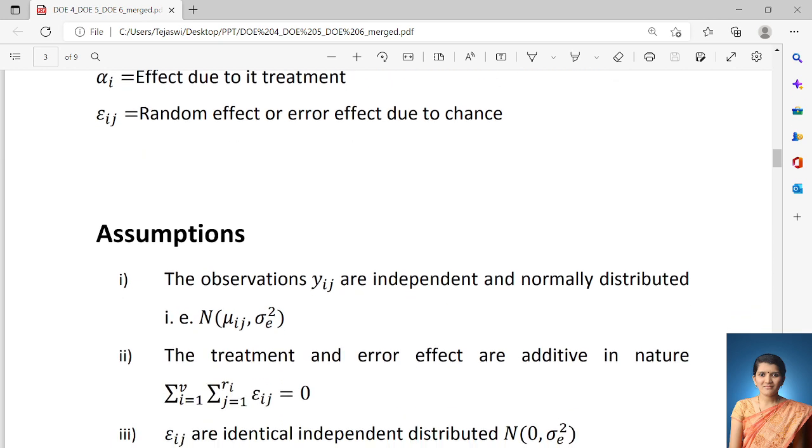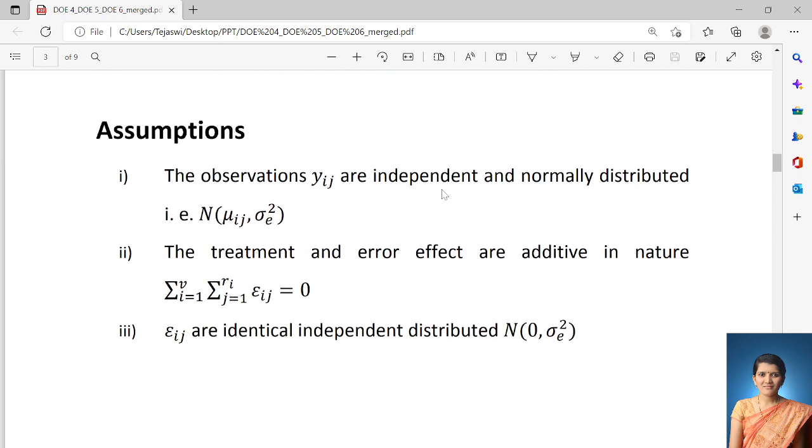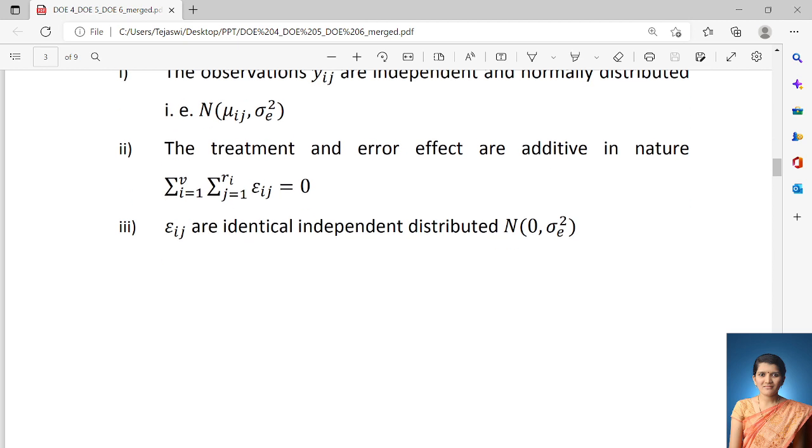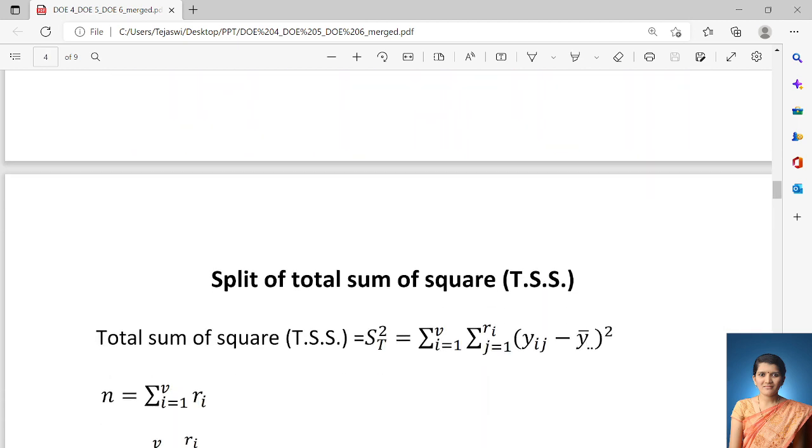What are the assumptions of this model? The observations Yij are independent and normally distributed with mean mu ij and variance sigma i square, and the treatment and error effects are additive in nature, means the double summation of epsilon ij is equal to 0, where i varies from 1 to v and j varies from 1 to Ri. And epsilon ij are independently and identically distributed, normally distributed with mean 0 and variance sigma e square. These are your assumptions.